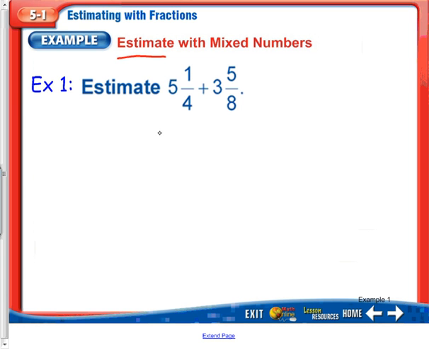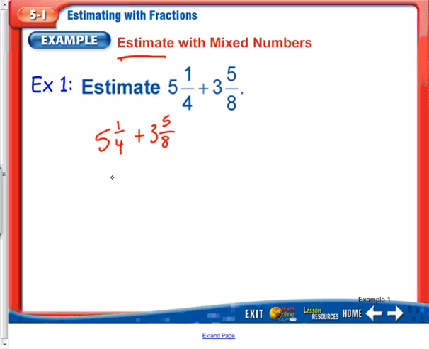So for example 1, this is what I'll have you do for homework and for all of these problems that we do. We're always going to copy the original problem, so 5 1/4 plus 3 5/8. That way we get it into your own handwriting and your own size. So everything you see me do, I'm going to have you copy it. Again, we are estimating with mixed numbers. These are mixed numbers because we have a whole number and a fraction all together.